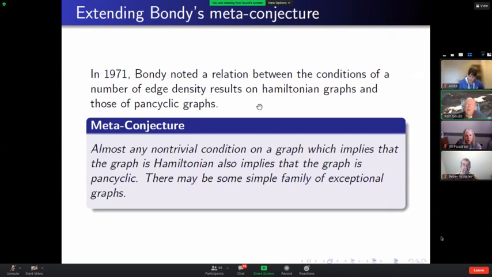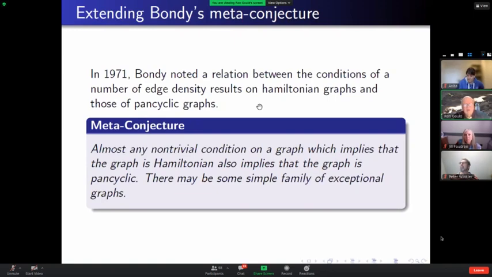Now you have to remember that back in those days, pretty much all Hamiltonian results were based on edge condition, or I'm sorry, degree conditions of some sort. The Ore type result, Dirac's minimum degree condition, and there were a series of other results on degree sequences where they satisfied certain conditions to get cycle results. So those were the kinds of things he'd seen at the time.